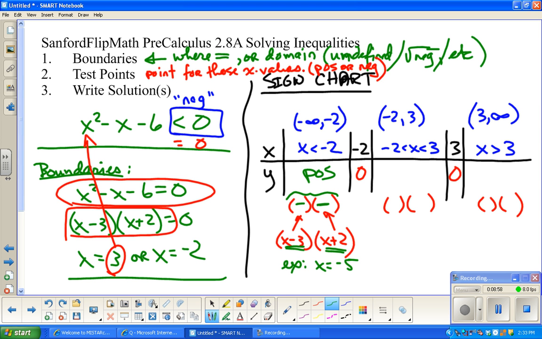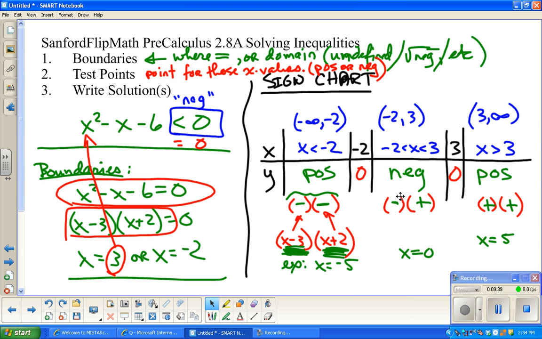I'm going to do the same thing in between -2 and 3. I just want to pick an easy value to work with, for instance, x equals 0. Well, 0 minus 3 is -3. 0 plus 2 is positive. And a negative times a positive is negative. I'm going to pick a value to the right of 3, for instance x equals 5, or it could be 100, I don't care. Again, I'm going back to the original equation in factored form, and I'm saying 5 minus 3, positive. 5 plus 2, positive. Positive times a positive is positive.